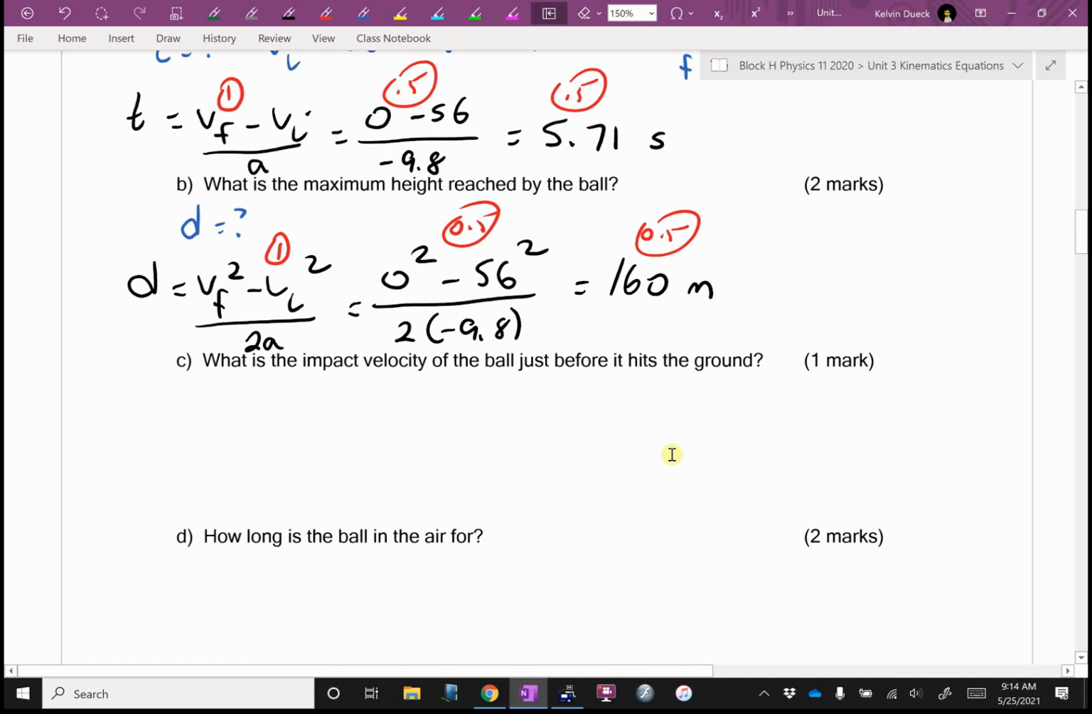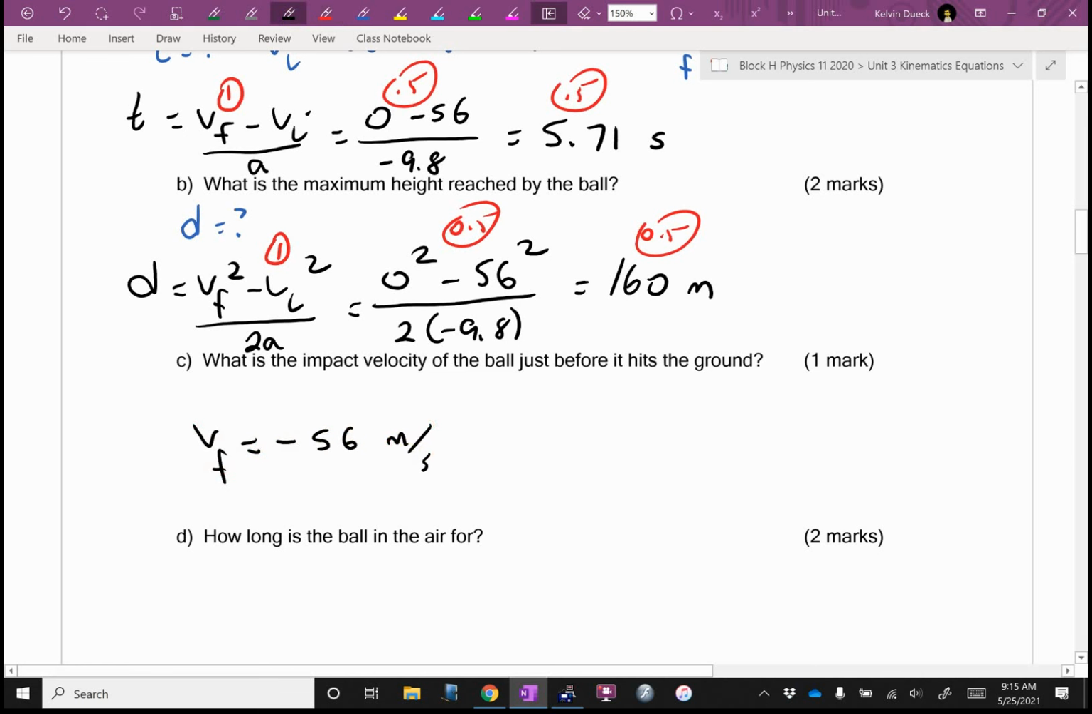Pardon me? I'm guessing D, you have to do some steps. In other words, what is the answer to part C without doing any number crunching? What is the answer to part C? Yeah? V final is negative 56, because what goes up must come down. No. That works when you're on the ground and ending up on the ground.